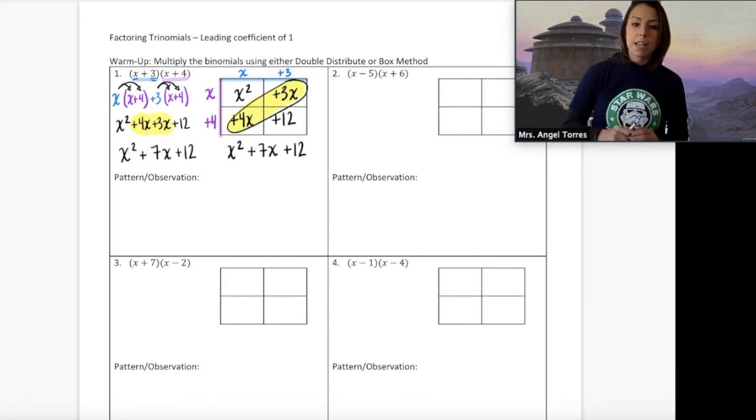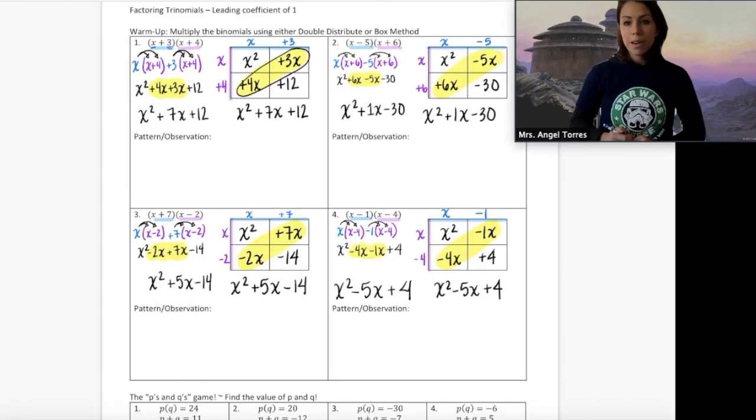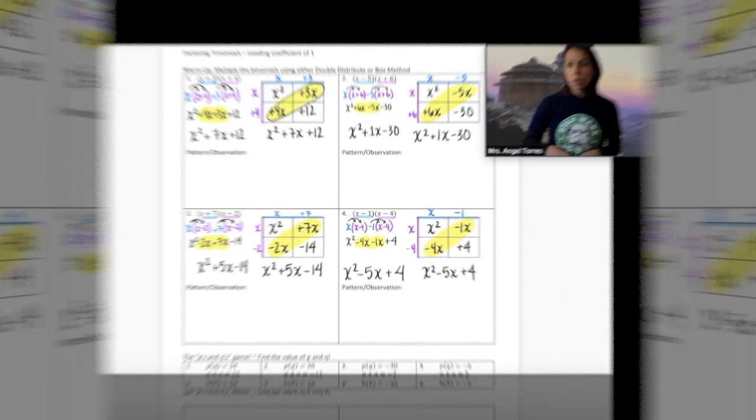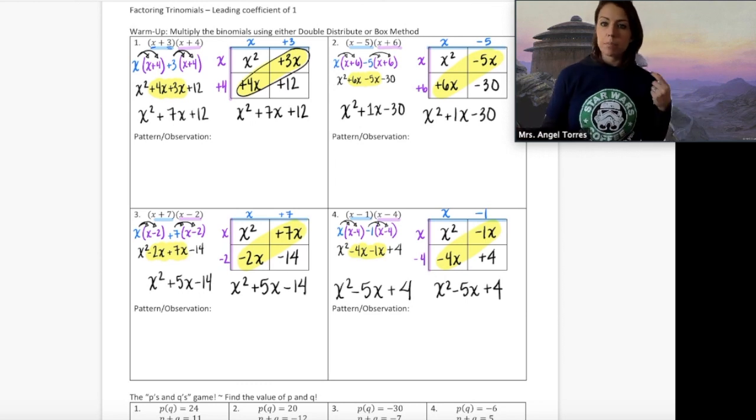Go ahead and complete the next three on your own using either the double distribute method or the box window method. Great. Take a moment and see how you did on each of these. Hopefully that gave you a chance to check your work and maybe make some adjustments if you made a mistake here or there.